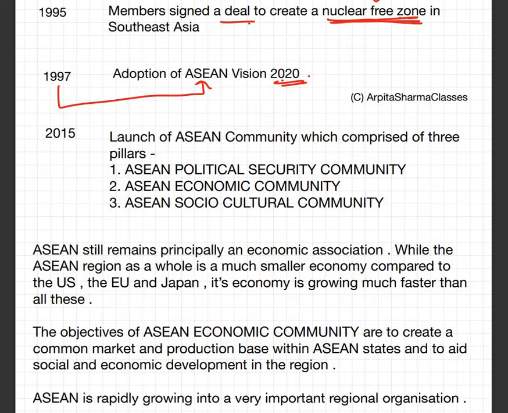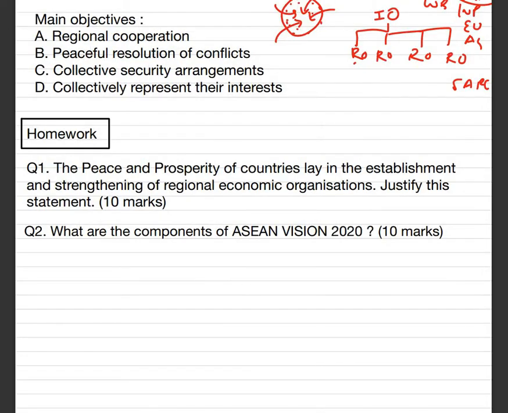And third component was to make Southeast Asian region a nuclear free zone. हम इस रीजन को एक न्यूक्लियर फ्री जोन बनाएंगे. हम न्यूक्लियर पावर हैं ठीक है, but हम इसका यूज नहीं करने वाले. Okay, and these were the components of ASEAN Vision 2020 which was adopted in 1997. ये इनका गोल था एक तरीके से.